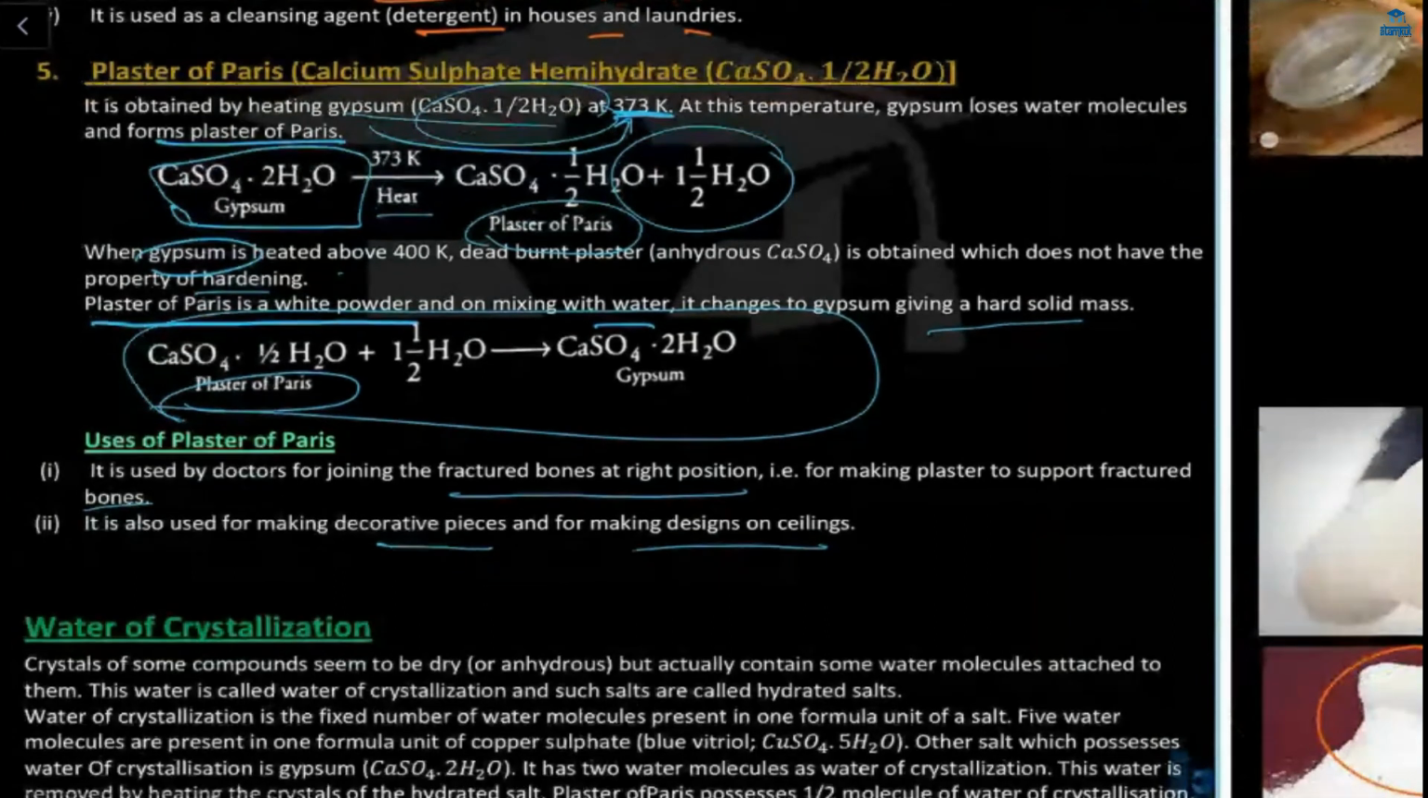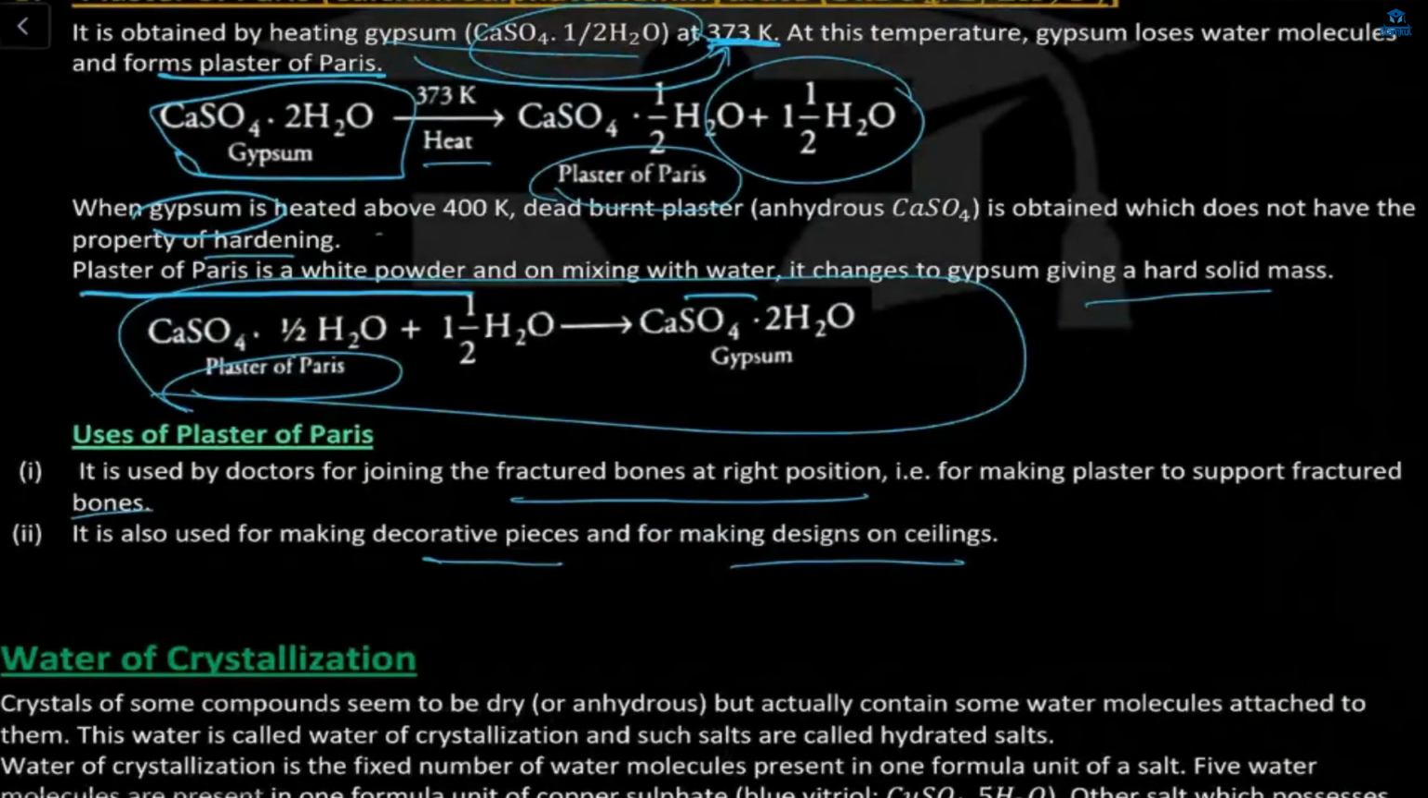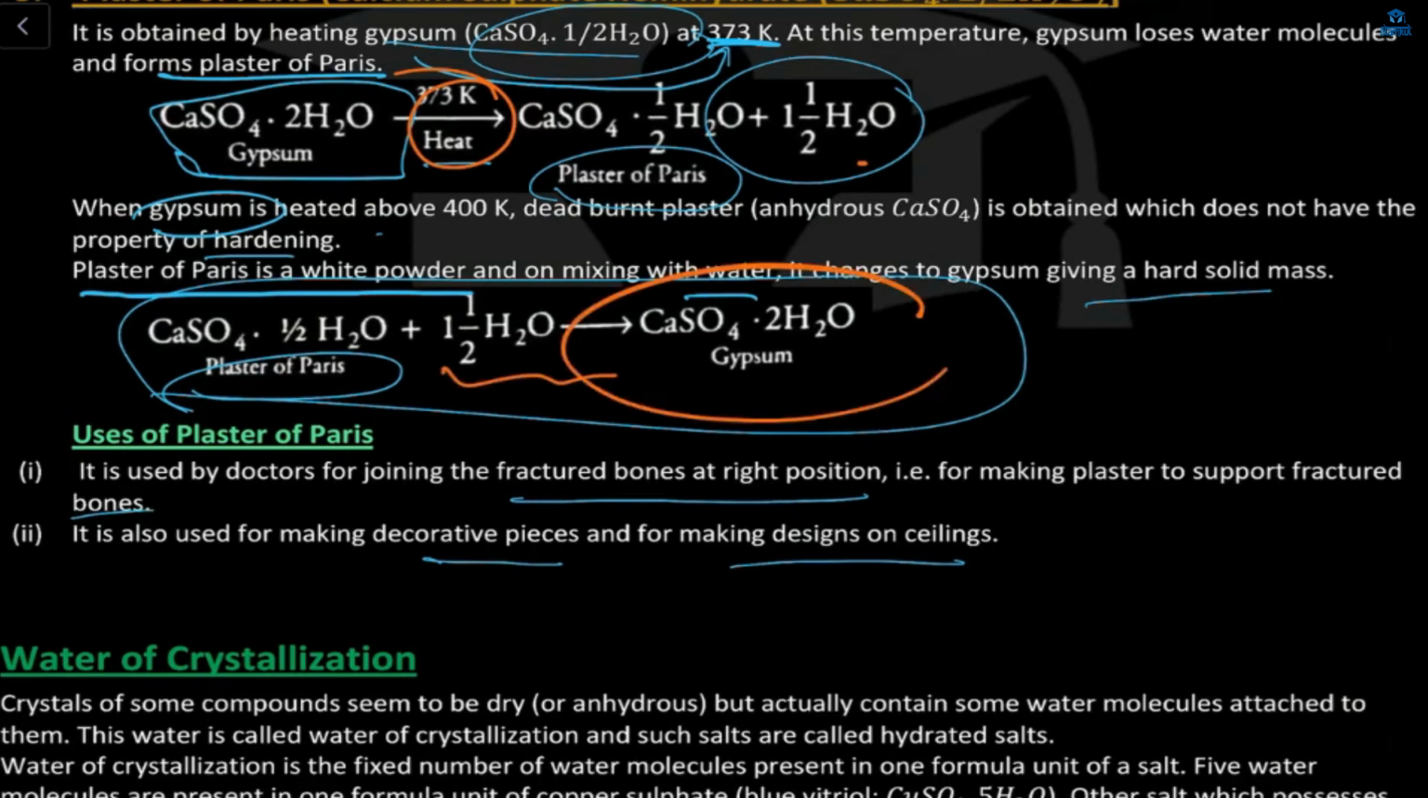Okay, so this plaster of Paris part is cleared. Here, what's happening? Only the simple thing. The gypsum is heated at 373 K. We are getting plaster of Paris and water, and again we are combining the plaster of Paris and water to give gypsum as a product. It changes to gypsum, giving a hard solid mass.